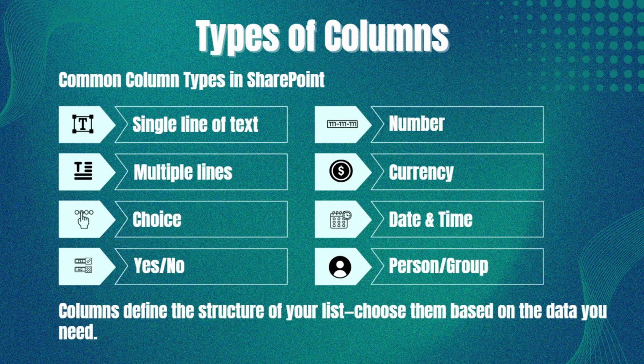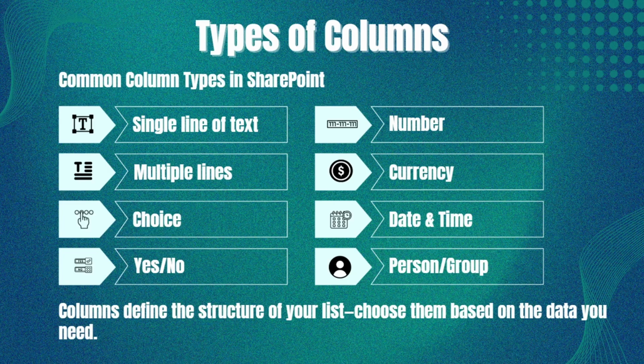Fourth one is yes or no column. Simple decisions like yes, no, approved, rejected. This kind of data is stored in a yes/no column. Fifth one is number column. We create number columns for values like quantity, hours worked, score, phone number. All this data can be stored in a number column. Sixth one is currency. Budget, cost, price or financial values are stored in this column.